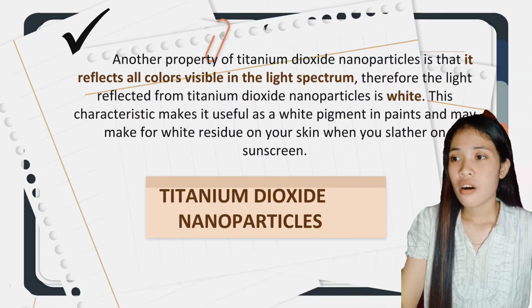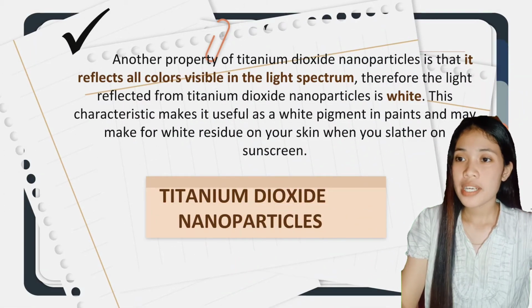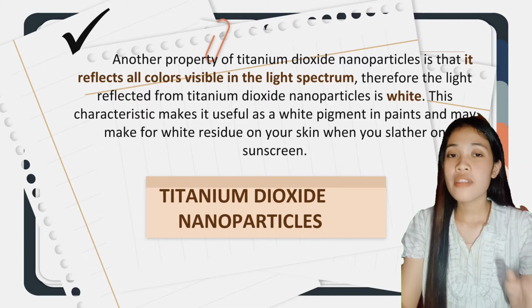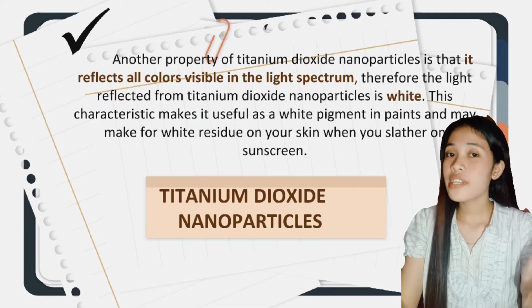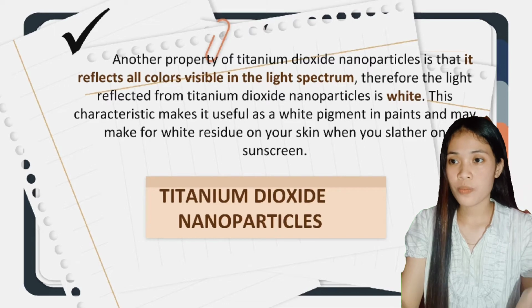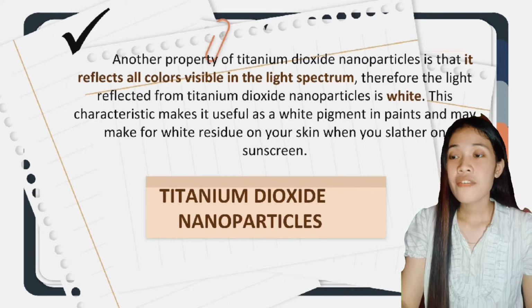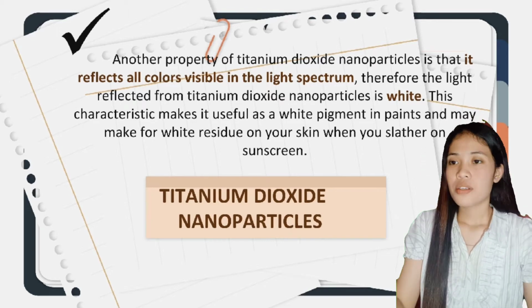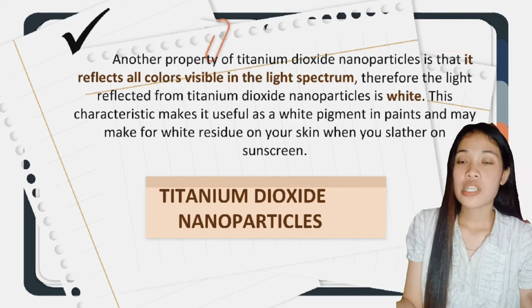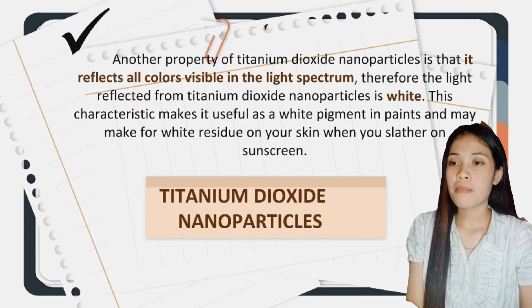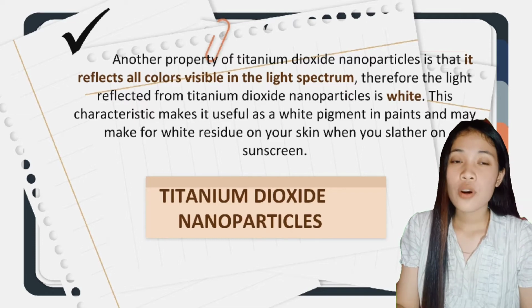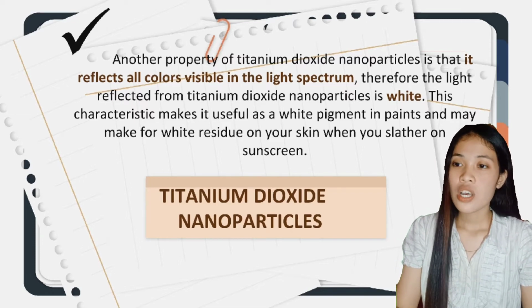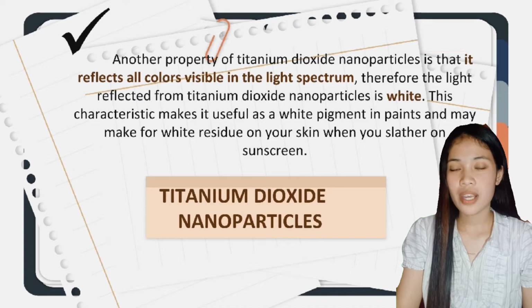Another property of titanium dioxide nanoparticles is that it reflects all colors visible in the light spectrum. Therefore, the light reflected from titanium dioxide nanoparticles is white. So this characteristic makes it useful as a white pigment in paints and may make for white residue on your skin when you slather on sunscreen.